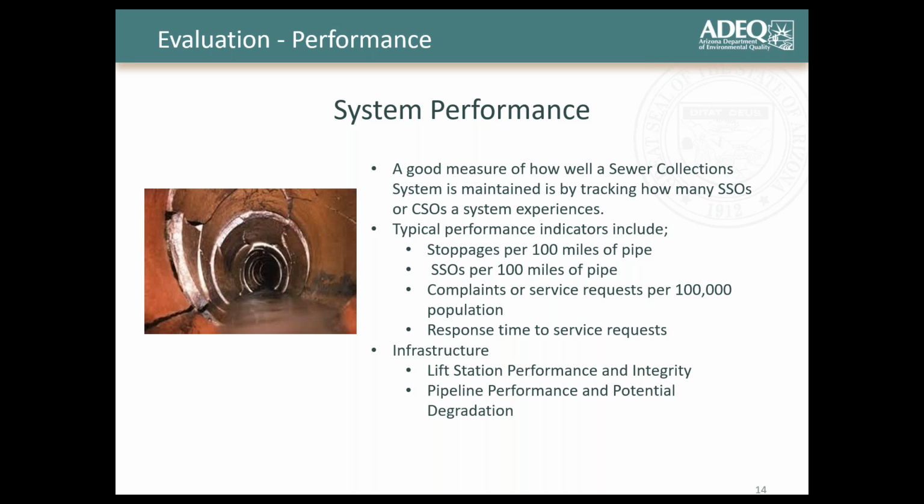Another very important part of your system performance includes your infrastructure. You want to evaluate how well your lift stations are performing, the overall integrity, of course, your pipeline performance, and potential degradation. If your pipe looks like the one on the left, a clay pipe that's pretty badly damaged, you want to know that and evaluate that. In this scenario, that pipe is still doing its job, and you may still have some exfiltration going on there. But an agency needs to be aware of the performance and be able to budget or start planning out when that pipeline is going to get repaired or replaced.